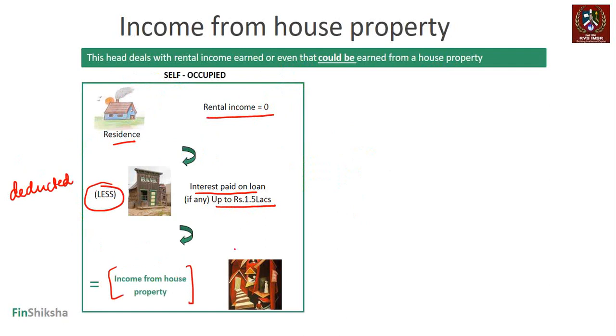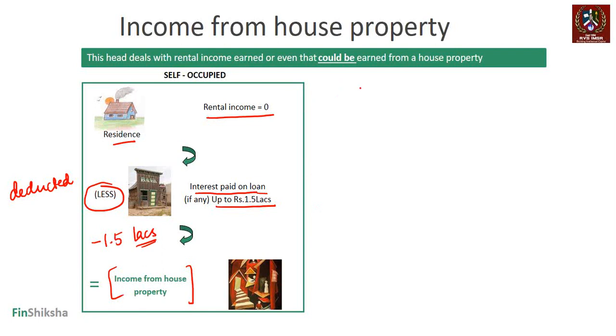If you're staying in a self-occupied home and you're paying an interest of more than 1.5 lakhs, then your income from house property is negative 1.5 lakhs. This actually gets adjusted right in your income straight away, right? And then on the remaining income is what you calculate your income tax slabs. So that's what happens if you're staying in a self-occupied house.